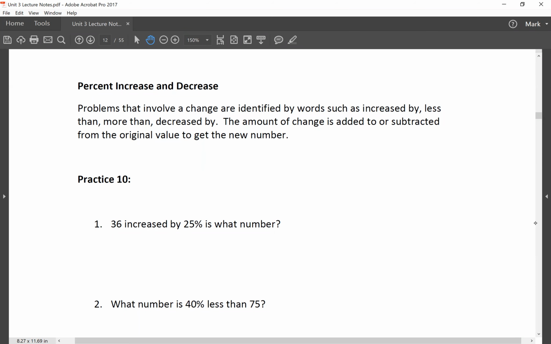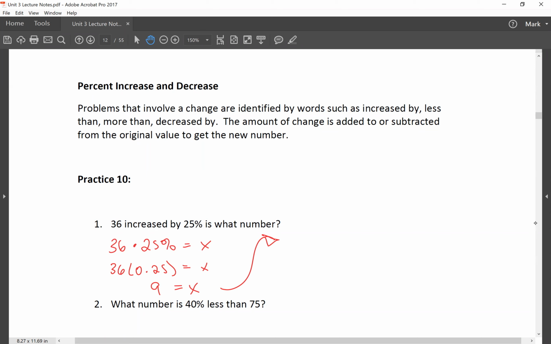So 36, I'm going to multiply that by 25%, and I'm going to figure out what that number is. So 36 times decimal 25 would give me a 9. So guys, just remember 36, I'm multiplying it by a decimal 25. That's 9. But here's the thing. It's not answering the question.